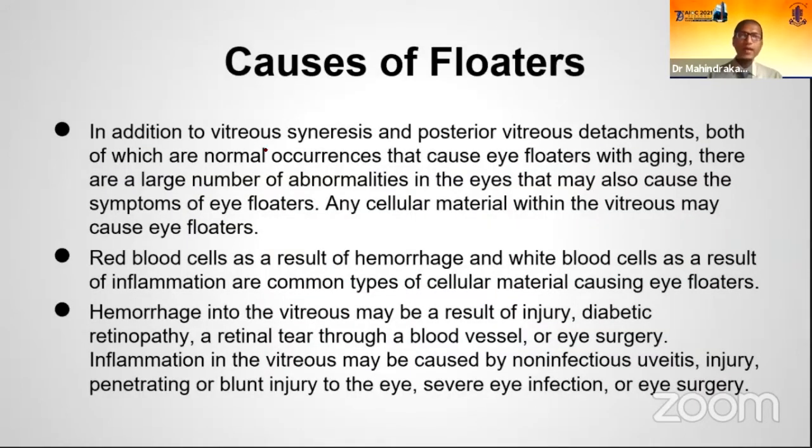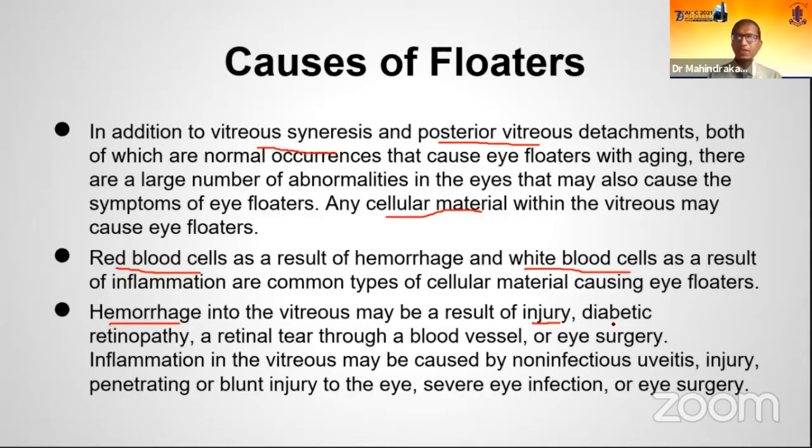Now, we know that vitreous syneresis and posterior vitreous detachment are the most important causes of eye floaters related to aging. However, there are a large number of abnormalities in the eyes that may also cause symptoms of eye floaters. So anything that is obstructing the light, that is any cellular material within the vitreous, may cause eye floaters. So these can be either red blood cells, which are because of hemorrhage, and white blood cells, which are because of inflammation.